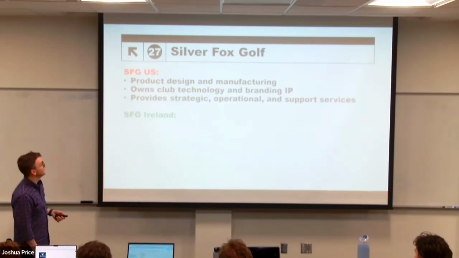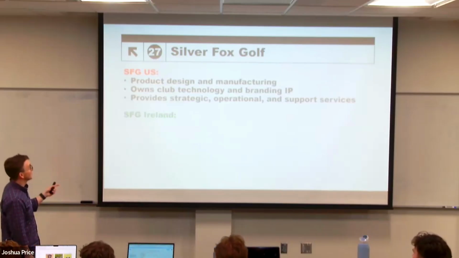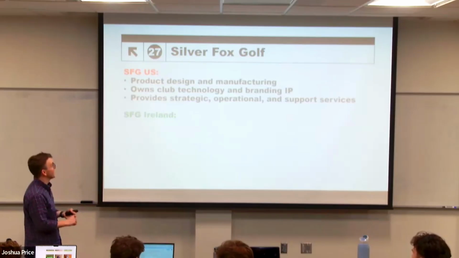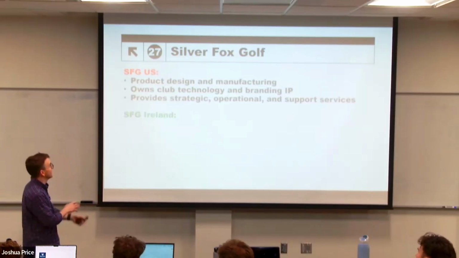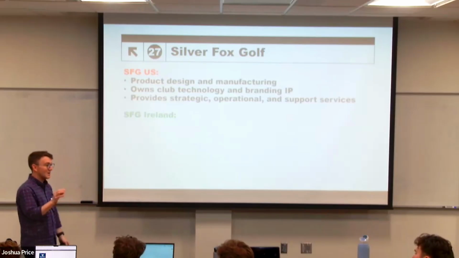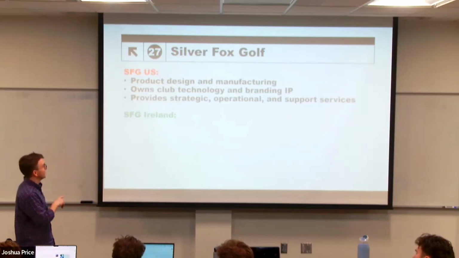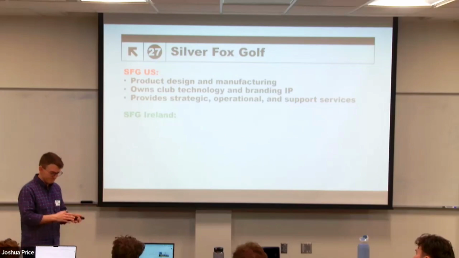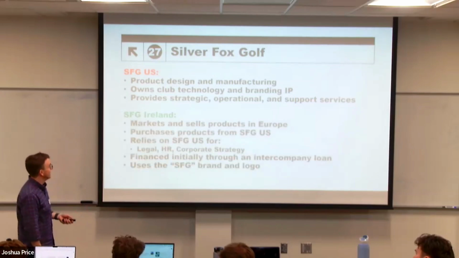Okay, so here's the basic functional profile of the US, right? They design and manufacture here. So they've got the company that helps make it for them. They've got their designers that make cool logos, all of that stuff. They've got club technology, IP rights. They provide strategic operational and support services. You can see them as the headquarters. They've got their C-suite and other people.